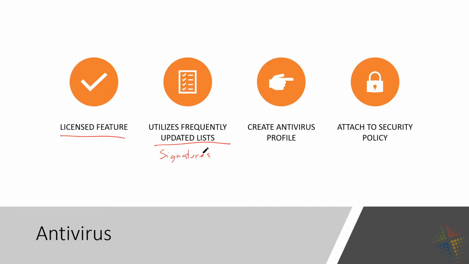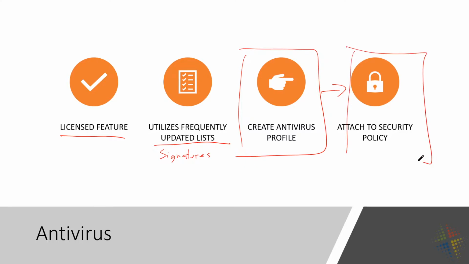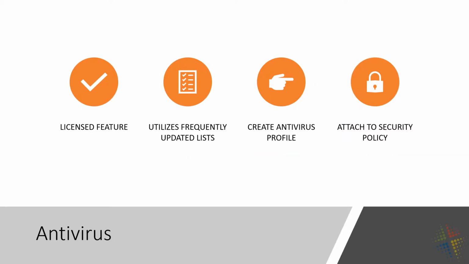In order for this to work, what you do is you create an antivirus profile and then you attach that to a security policy, exactly the same way as what you would do if you were doing URL filtering or a lot of the other profiles that are out there. So let's take a look at what that actually means.